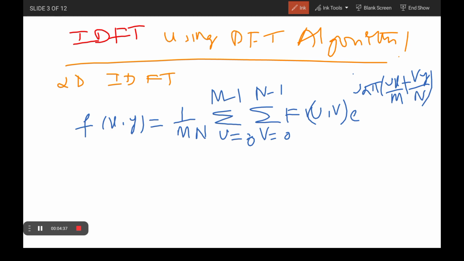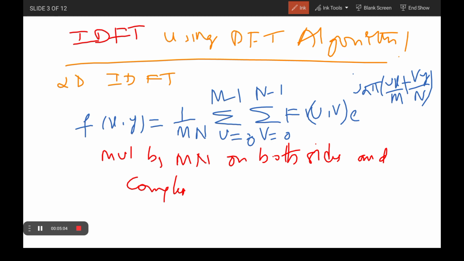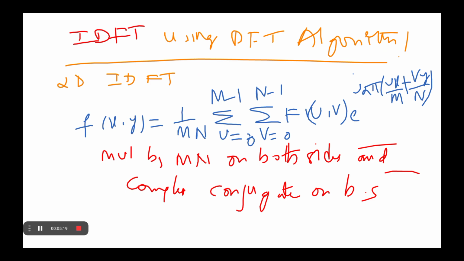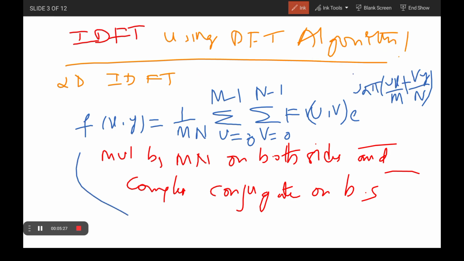Now take this equation and multiply both sides by MN, and also take the complex conjugate on both sides. So if you are multiplying the above equation with MN and taking the complex conjugate, what happens?